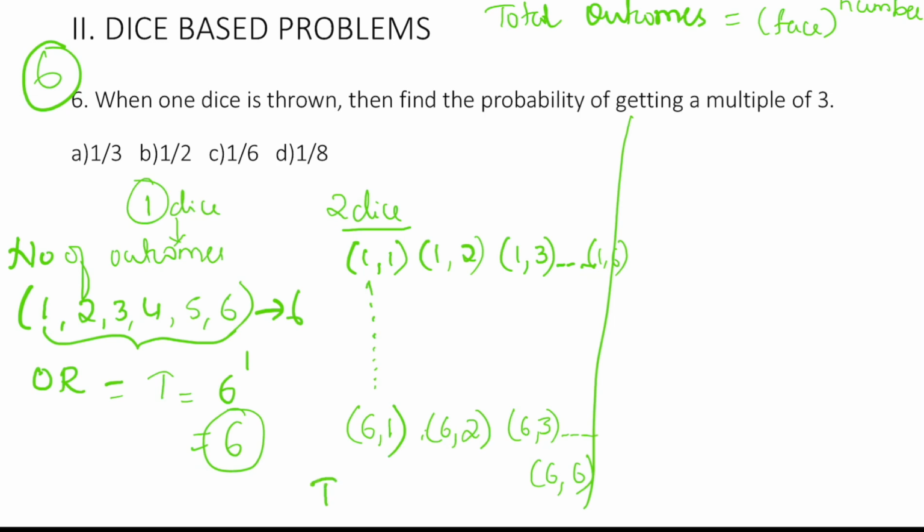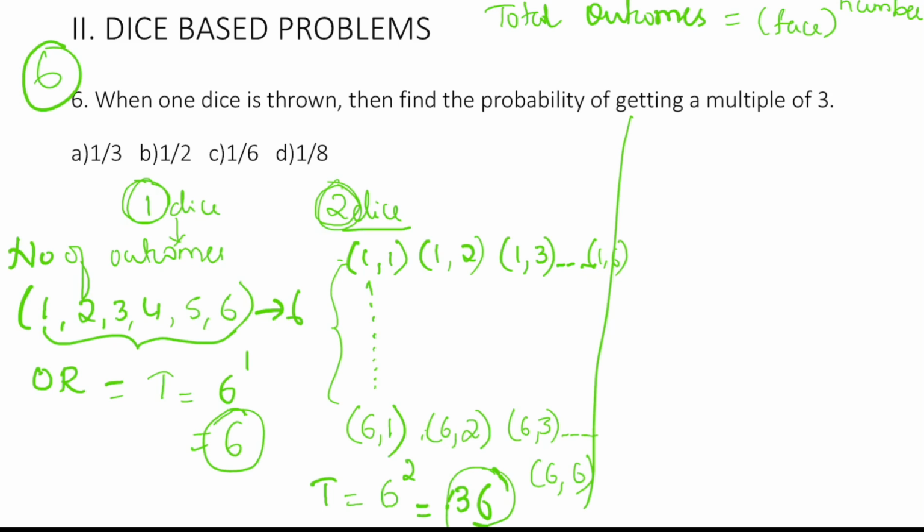Okay, so totally how many outcomes will we get? The number of faces on a dice is 6, and the number of dices is how many? 2. So 6 raised to 2, which is equal to 36. So totally all these outcomes are how many? 36 outcomes. So when one dice is thrown, the number of outcomes is 6, and when two dices are thrown, the total number of outcomes is 36. So this much you should remember.